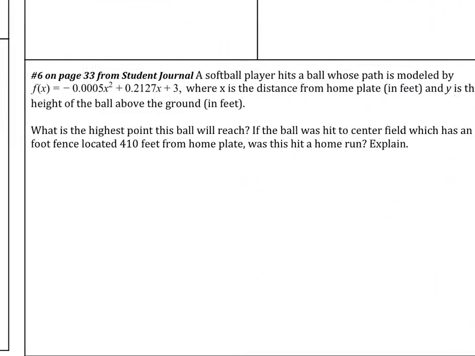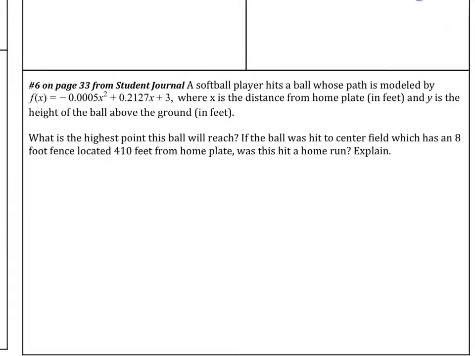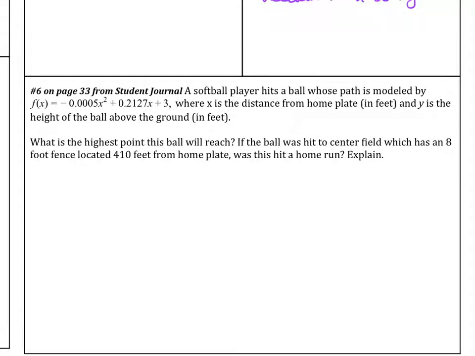So if you want, go ahead and try this. When a softball player hits a ball whose path is modeled by this equation, x is the distance from home plate and y is the height of the ball above the ground. So we don't know the x value, and so we have to calculate that using x equals negative b over 2a. And so definitely need a calculator for this one. Pause the video, see if you can find the x value of the vertex. Once you find the x value of the vertex, then you plug it back in to find the y value.